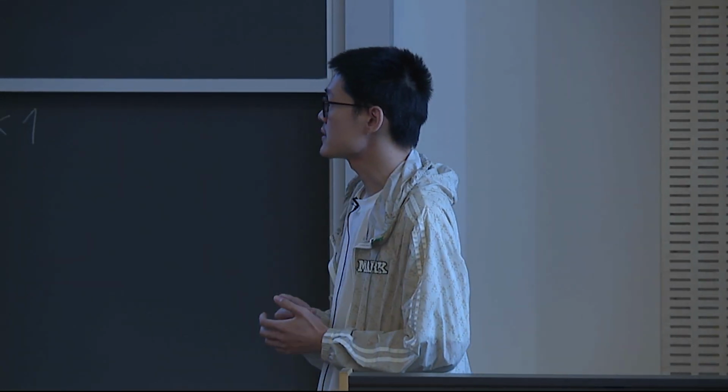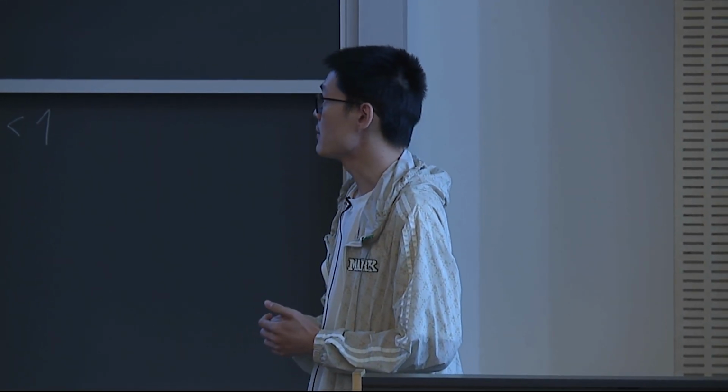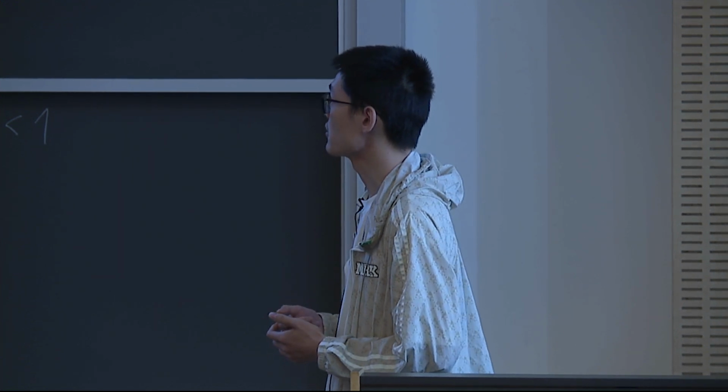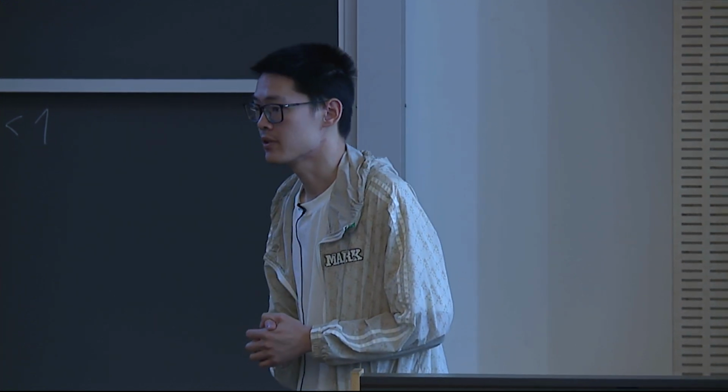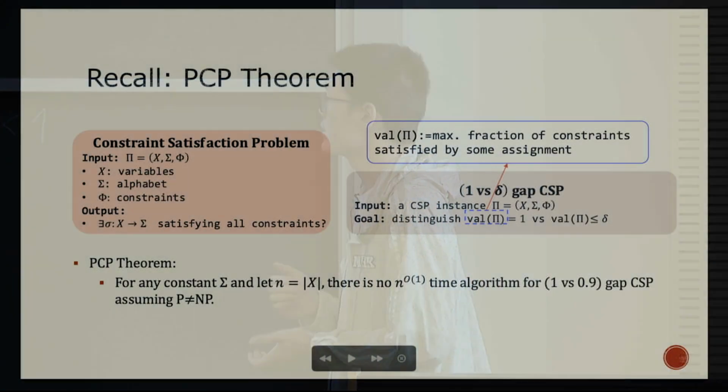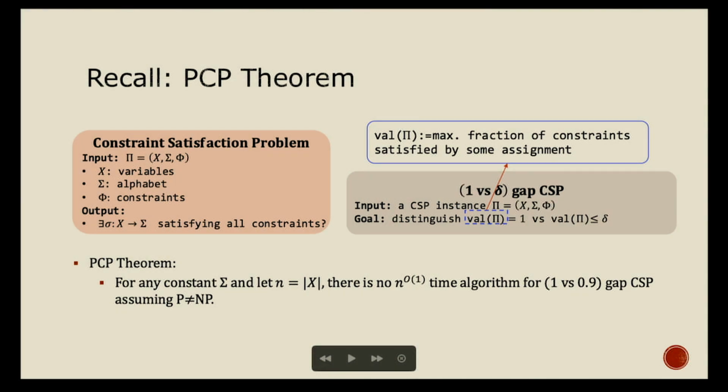So the PCP theorem states that for any constant-sized alphabet, there's no polytime algorithm for 1 versus 0.9 gap CSP, assuming P not equal to NP. Here, the alphabet can be any constant, and the soundness 0.9 here is not important. It can be made arbitrarily small by parallel repetition.